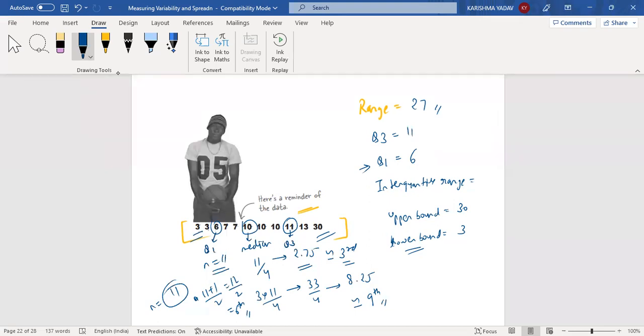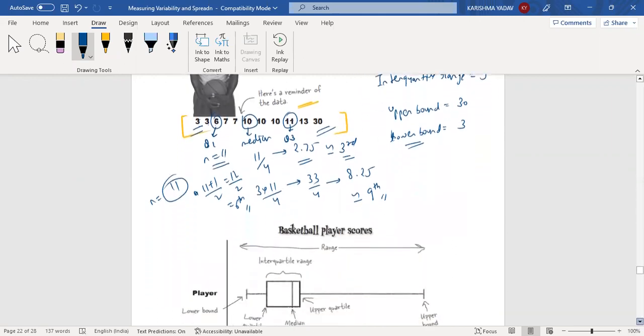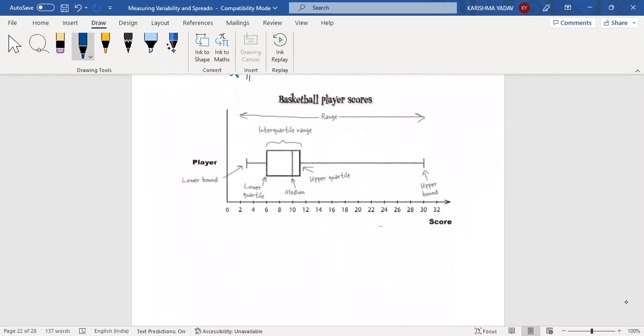What is the interquartile range? The interquartile range is Q3 minus Q1. So we got 11 minus 6, that is 5, right? Now we are going to draw the box and whisker plot for this. See this one. We have drawn the box and whisker plot.